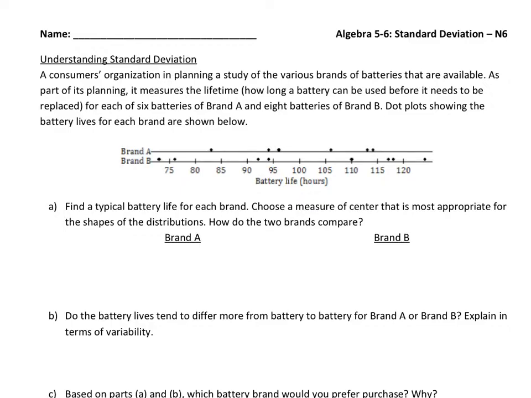So if we look at brand A, which is the top line, it looks like a pretty symmetric distribution. And when they're symmetric, we would use the mean. So let's first jot down that it's symmetric and that we are going to use the mean. To find the mean, we need to add all the values together and divide by the total amount of values we have. So let's mark these values here.